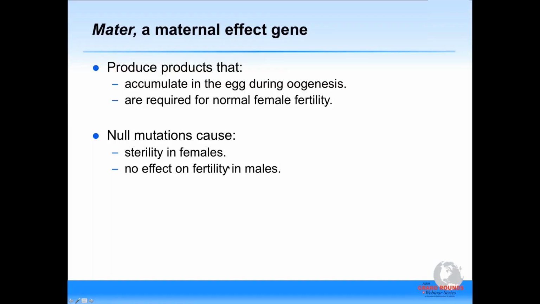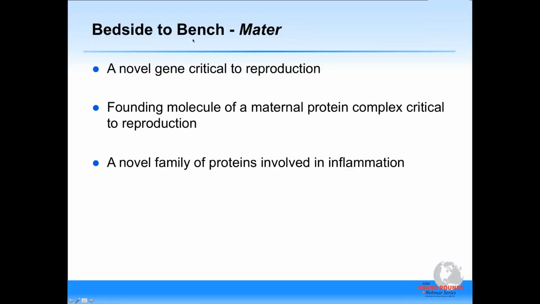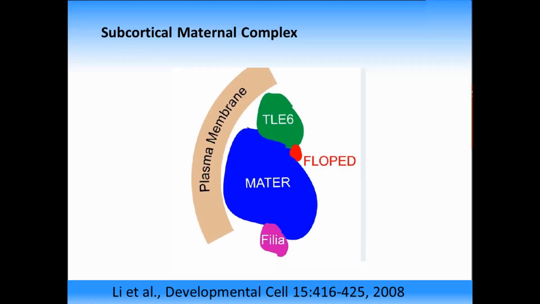So this is clearly a maternal effect gene. It's an example of bedside to bench, really. We took this clinical problem to the laboratory, and we discovered a novel gene critical to reproduction. And it turns out this molecule is a founding molecule of a maternal protein complex critical to reproduction. It's the first member to be discovered. It's a novel family of proteins involved in inflammation also. So it's got more than one family. And the reproductive family that it's an important part of is the subcortical maternal complex.